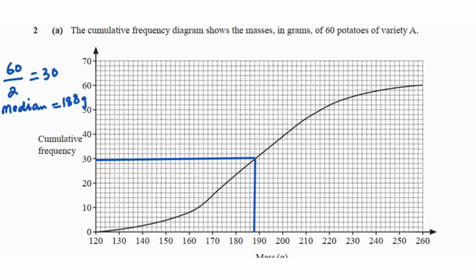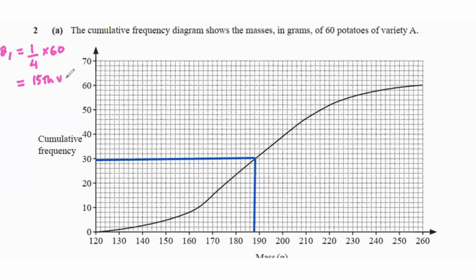Then for the interquartile range, we're going to find the upper quartile and the lower quartile. Q1, the lower quartile, is going to be 1/4 of 60, which is equal to 15. So you find the 15th value. The 15th value is going to be 170. So Q1 is 170 grams.